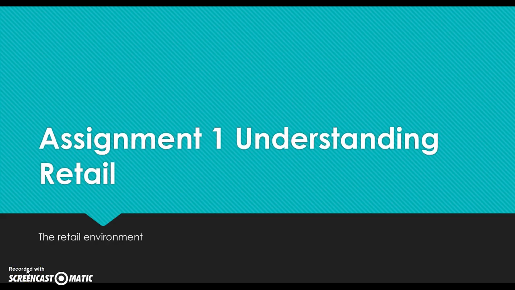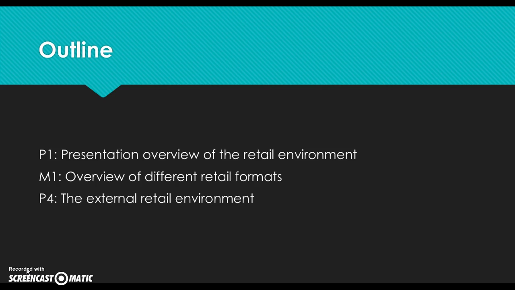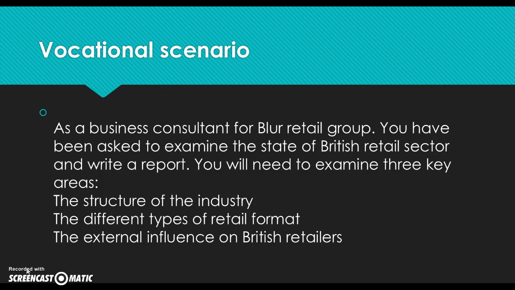Assignment 1, Understanding the Retail Environment. So this is an outline of the assignment. P1 is a presentation for the overview of the retail environment. M1 is also a presentation, it's the overview of different retail formats. P4 is a magazine article, it's also about the external retail environment and its impact on the retailer.